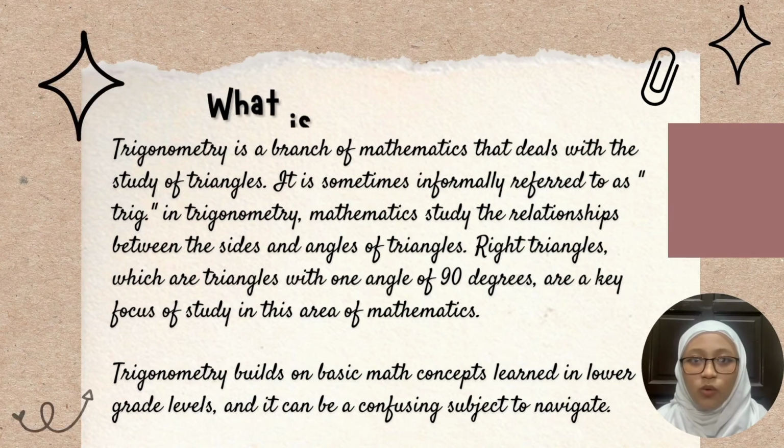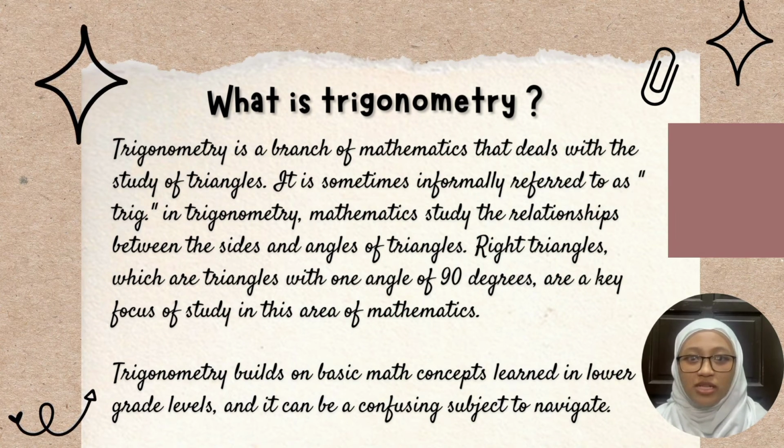What is trigonometry? Trigonometry is a branch of mathematics that deals with the study of triangles. It is sometimes informally referred to as trig. Trigonometry studies the relationship between the sides and angles of triangles. Right triangles, which are triangles with one angle of 90 degrees, are a key focus of study in this area of mathematics. Trigonometry builds on basic math concepts learned in lower grade levels, and it can be a confusing subject to navigate.